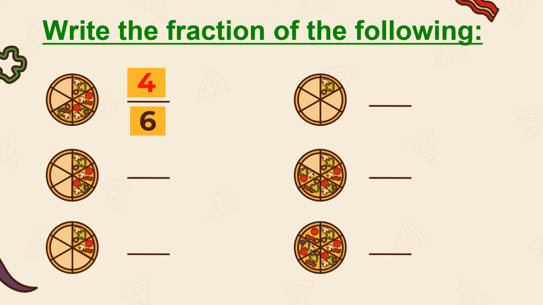Next, total parts here are 1, 2, 3, 4, 5, 6. How many colored parts? 1, 2, 3. The fraction is 3 over 6.